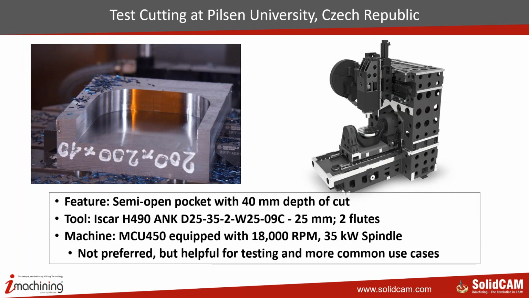Our test cutting was done at Pilsen University. The machine used was an MCU 450 5-axis, equipped with an 18,000 RPM spindle. The tool used was an ISCAR H490 25mm diameter with 2 flutes of inserts. The machine is medium-sized and of medium strength. This is not preferred, but does represent a more common use case.